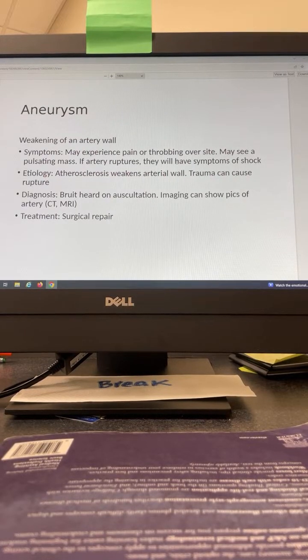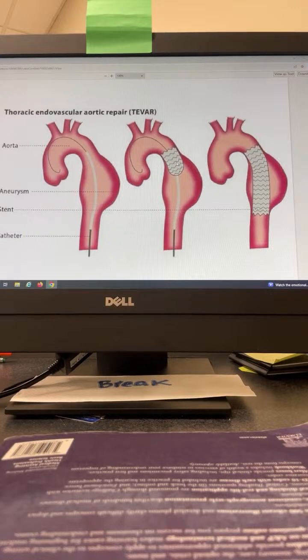You can also do imaging like CT or MRI to see what the artery looks like, and they treat it with surgical repair. So here's a picture of that surgical repair. They put a little wire coil through, and they put this kind of internal bandage to keep it from rupturing, if that makes sense.